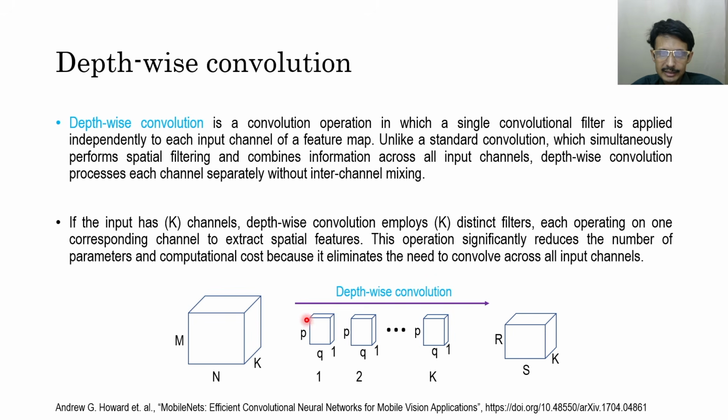For the first image, this filter is used. For the second image, this filter is used. For the third and kth image, this filter is used too. So this operation significantly reduces the number of parameters and computational cost, because it eliminates the need to convolve across all input channels, definitely. And we get this R into S because of this P and Q. We have some convolution based on the stride, this R into S, and so this is the output.